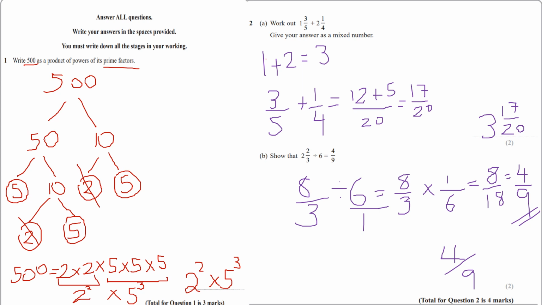So remember the KFC method. Keep the first fraction or number the same, you flip the second number or fraction, so you take the reciprocal, and then you change the division to a multiplication.